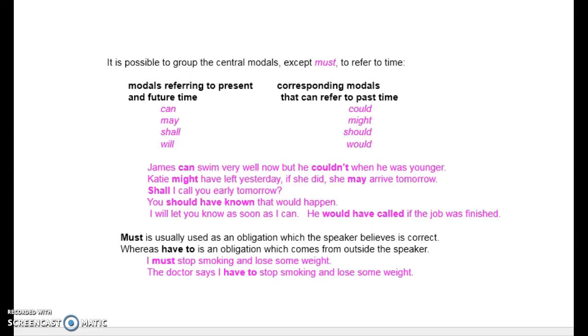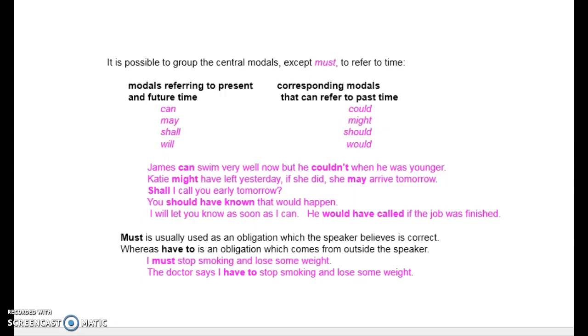And then you have, shall I call you early tomorrow? And there you are making an offer. You should have known that would happen. And there you have the past, and here we use the past with the present perfect, the perfect tense. So you have the modal and you have the past participle for the perfect tense. I will let you know as soon as I can. He would have called if the job was finished.